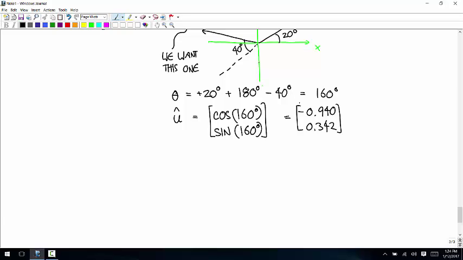Unit vector only gives direction. Yeah, you can break up any vector into magnitude multiplied by a unit vector, and you can think of the unit vector as being the pure direction, and the magnitude is the length. Yep.